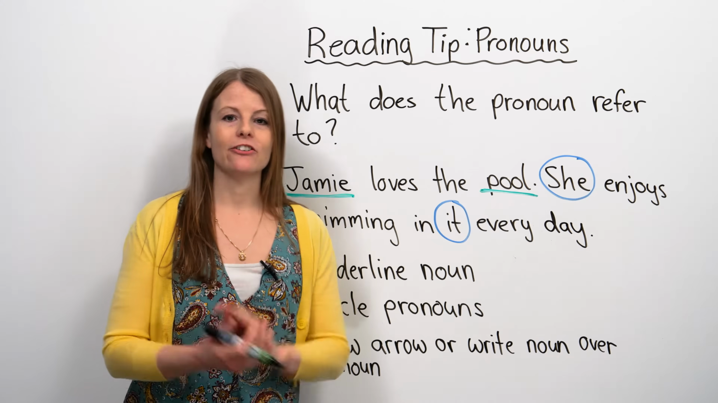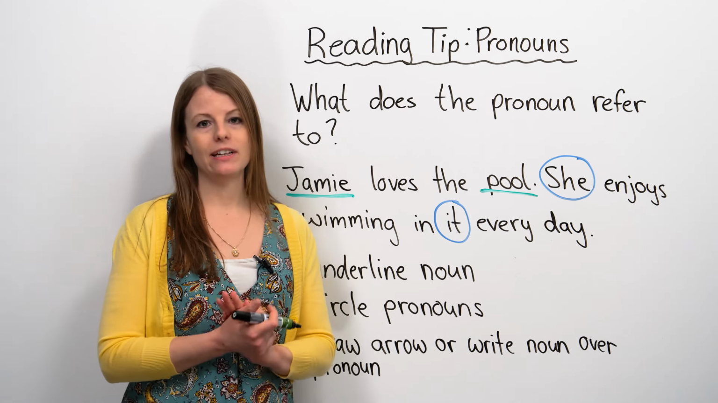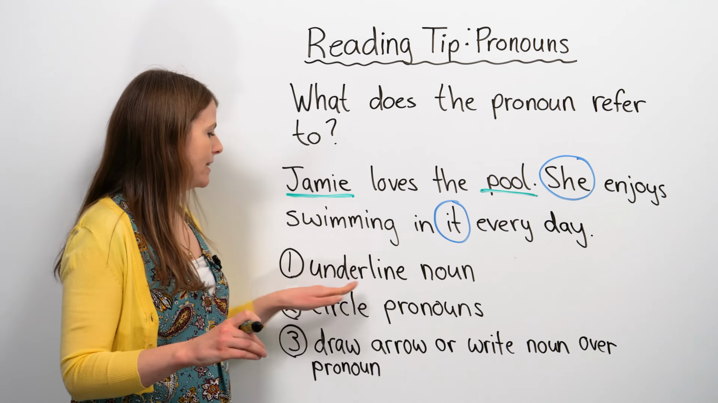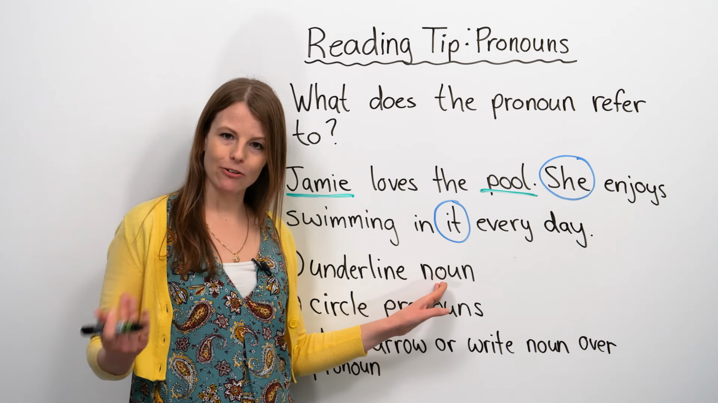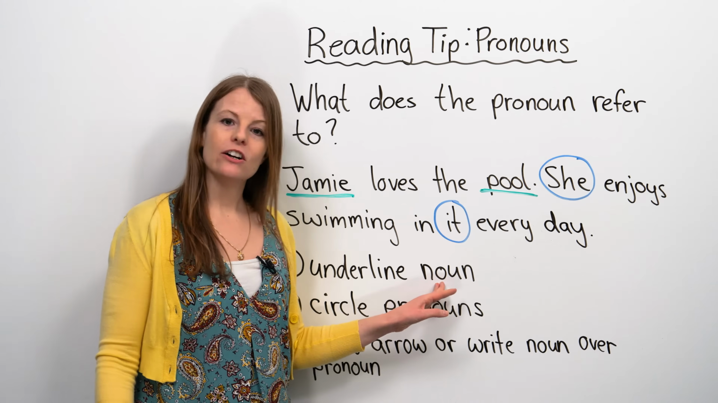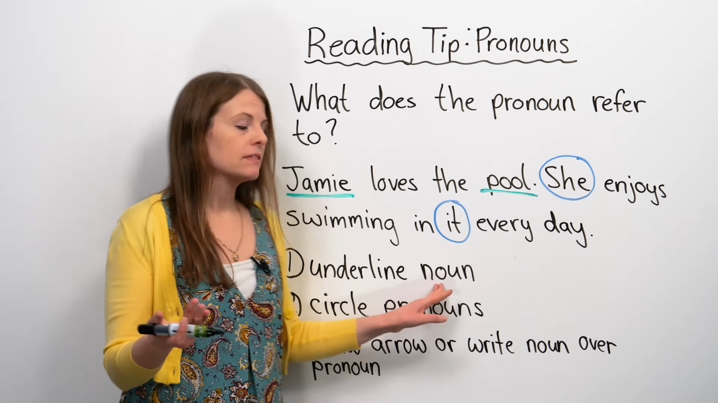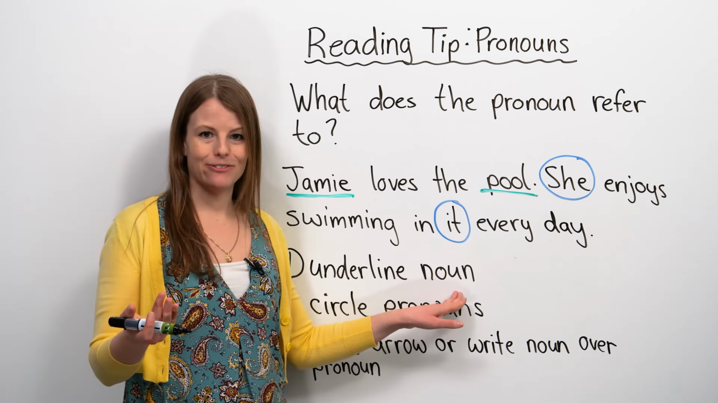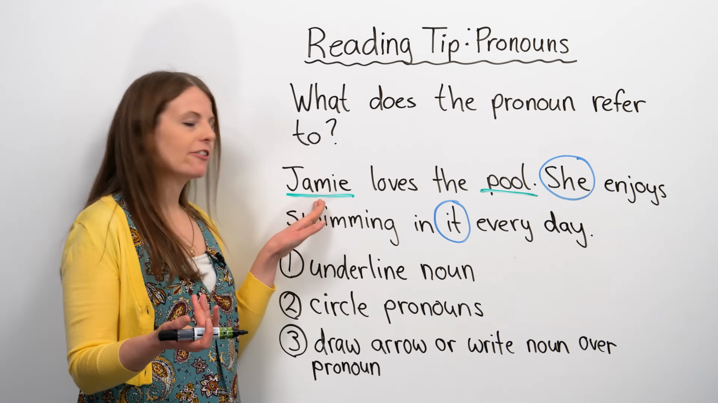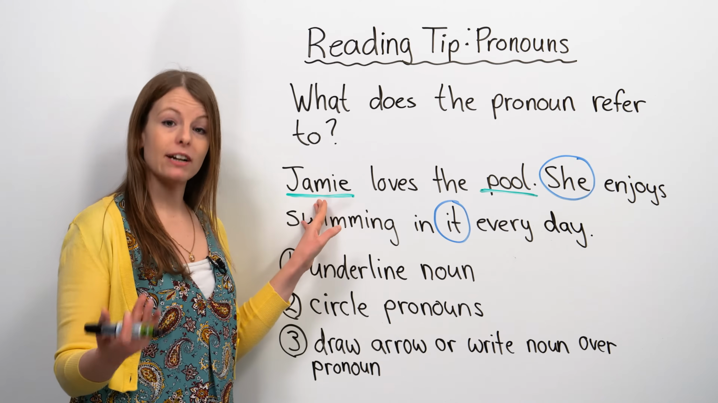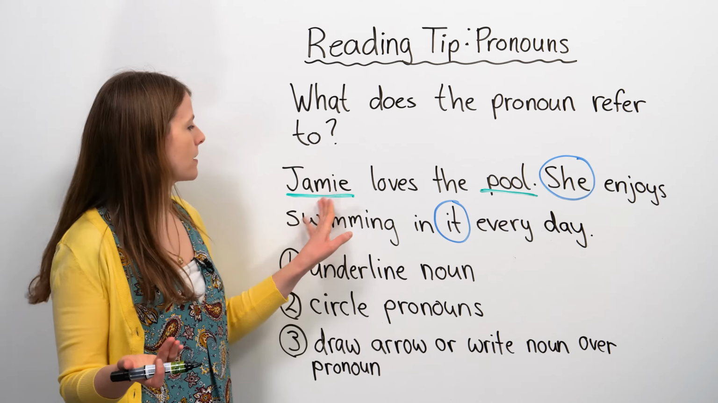So how can we ask ourselves this question? What are the steps we need to take to answer this question? Well, first of all, we need to figure out what are the nouns in the sentence. So what I like to do is if I don't understand the words, I'll underline the nouns. So in this case, I've underlined the word Jamie. Jamie is a person. So I know, okay, person, it's a noun.